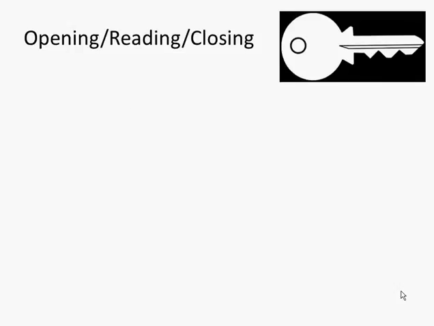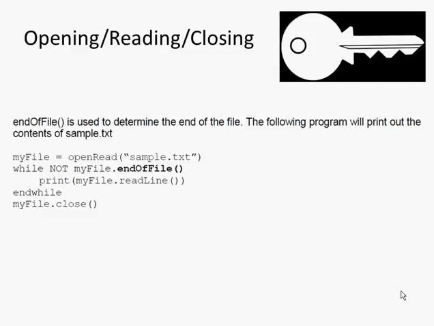Like I said, that was a very basic example. The more likely scenario is that you're going to want to read everything from a text file. So the endOfFile command is used to determine the end of the file. The following program will print out the contents of sample.txt. So we're doing something very similar to before. We're just setting the object myFile to be the contents of sample.txt, and then what we're saying is while not myFile.endOfFile(), print myFile.readLine(), end while, myFile.close(). So it would output each line of the file on screen using the print command there and using some condition controlled iteration.